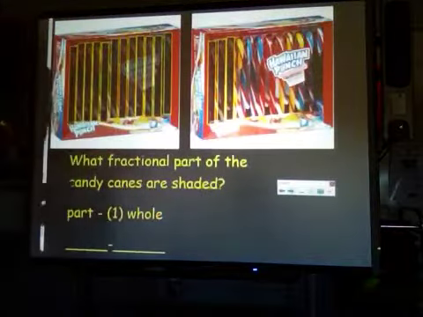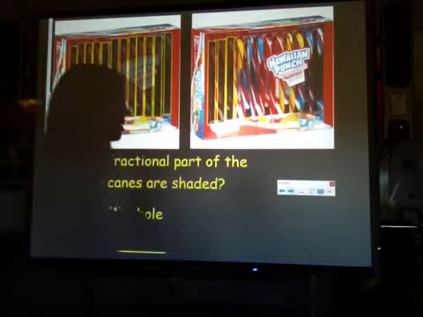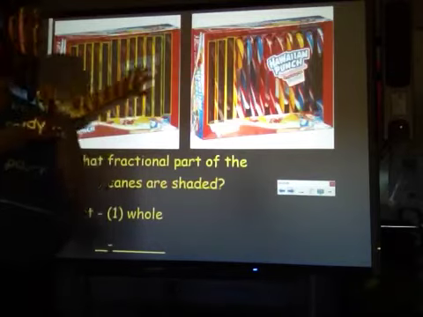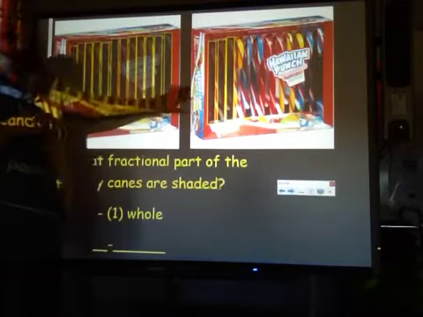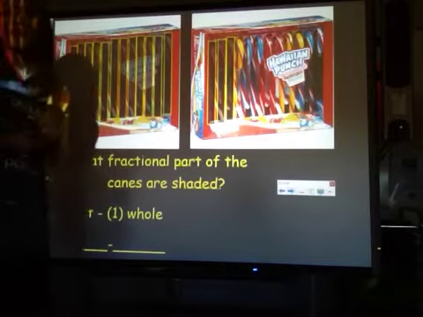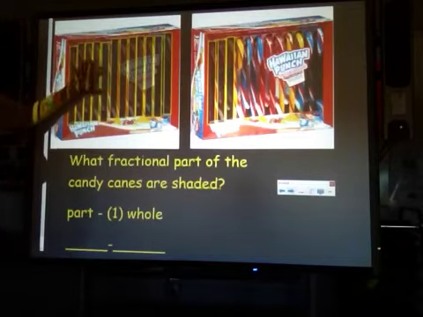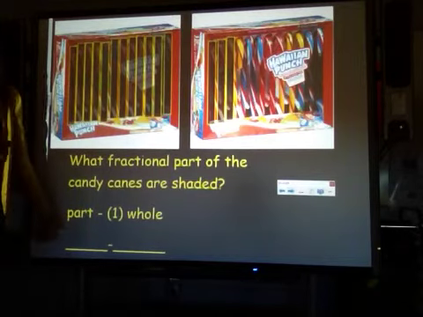Push pause if you need to catch up on the other one. We have some candy canes here, and hopefully you can kind of tell that some of the parts are shaded. Some of the candy canes, maybe they are hanging on the Christmas tree. Maybe kids ate them at the class party, whatever you want to pretend, but some of them are shaded. So I want you to push pause and try this one on your own first for number 3. And then I will go over it with you.